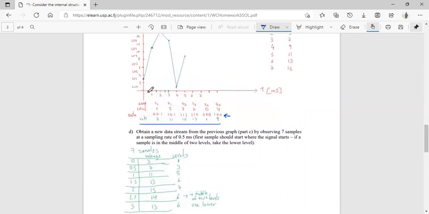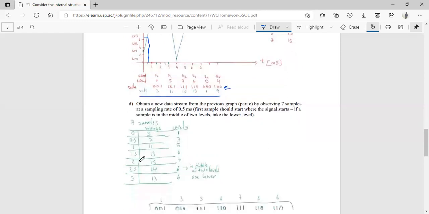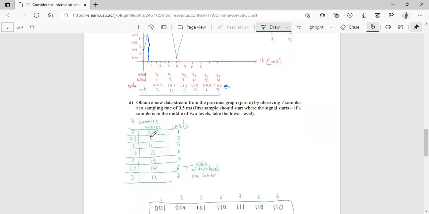At t is equal to 0.5 over here in between. So if you run a straight line, you can see it will intersect somewhere here, and that will be around 7 volts, right? And it falls in the level 3. So at 0.5, the voltage is 7 and it falls in the level 3.